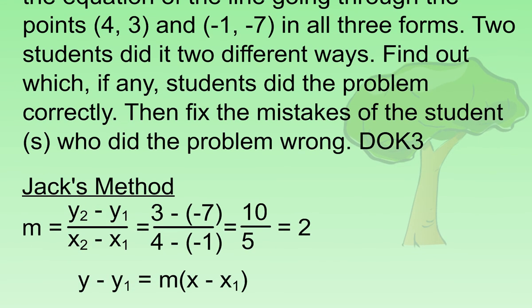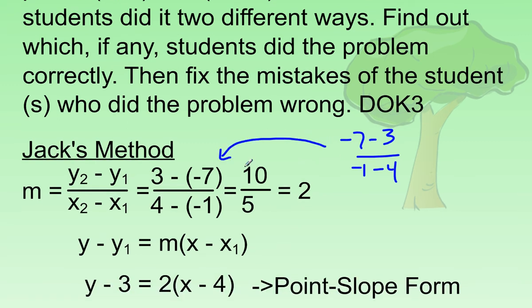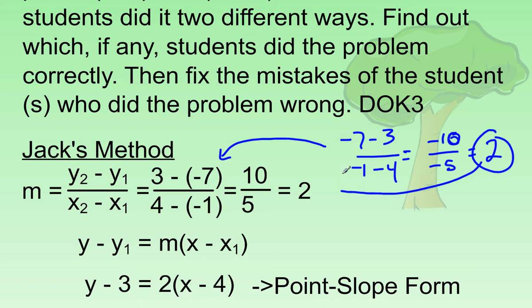So it's the same exact problem. So again, to find the slope, if this is x1, y1, x2, y2, we'd have negative 7 minus 3 over negative 1 minus 4. Okay, that's not what Jack has either. But is he wrong? I don't think so. Let me check. Let me finish mine here. So this negative 7 minus 3 gives me a negative 10. Negative 5 equals 2. No, Jack's not wrong. We got the same slope.